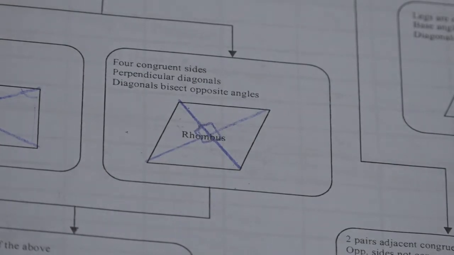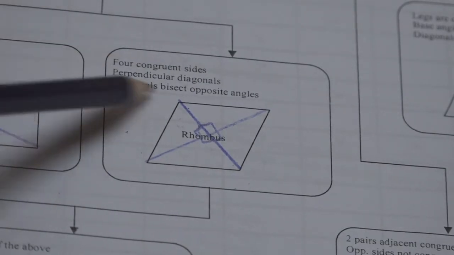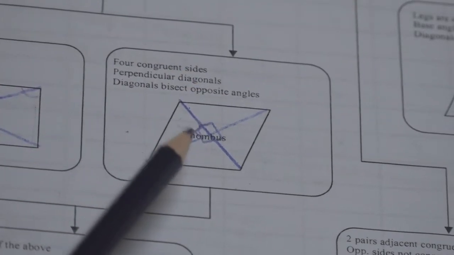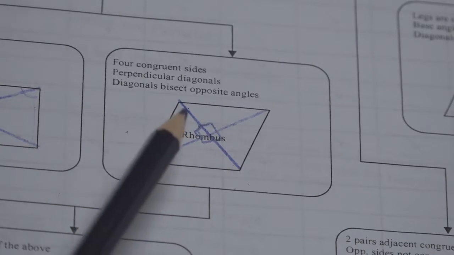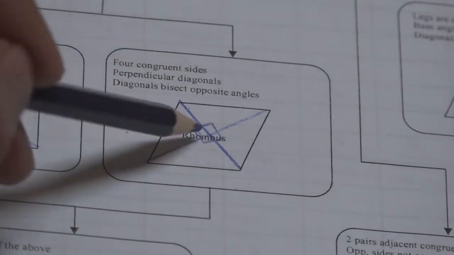Okay, perpendicular diagonals. What else? Diagonals bisect opposite angles. Oh my God, so we need to know all this. Okay, the rhombus has a little more properties than expected. So let's see now. Perpendicular diagonals, we know.